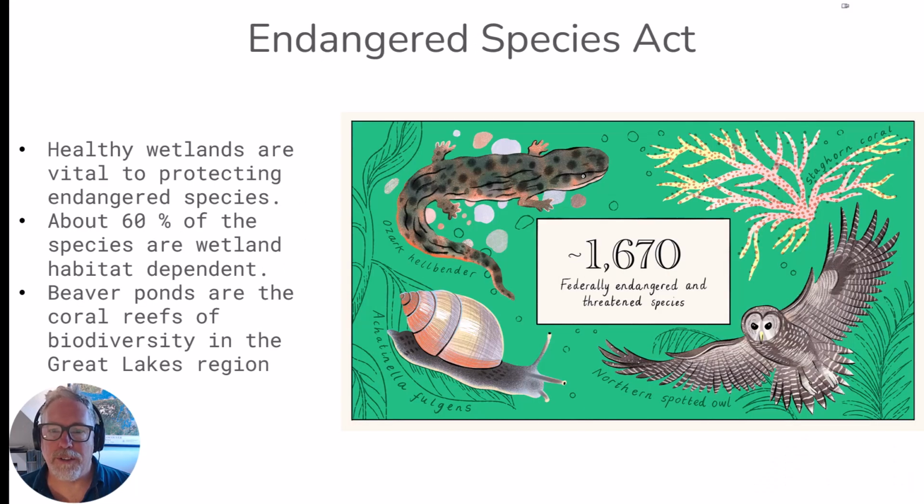And then we have the U.S. Endangered Species Act, another very important law. We know healthy wetlands are vital to protecting endangered species because about 60% of species are wetland habitat dependent. Overwinter survival of many species is higher in areas dense with beavers because of water temperature stability. Beaver ponds are the coral reefs of biodiversity in the Great Lakes region.